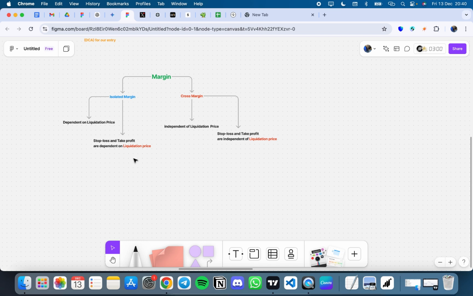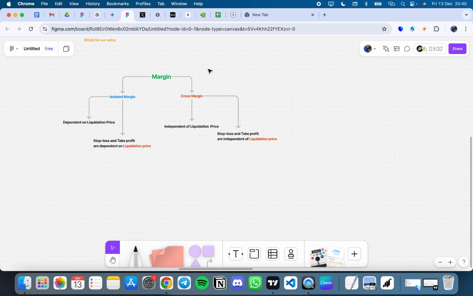If you use isolated margin and you're on the higher time frame with a big leverage, you would most likely get stopped out of the trade even before the price hits your stop loss, because your liquidation price is very close to your entry price, while your stop loss is much farther away from your entry price, and that doesn't just work. Price needs a good amount of room to breathe, or you get stopped out.